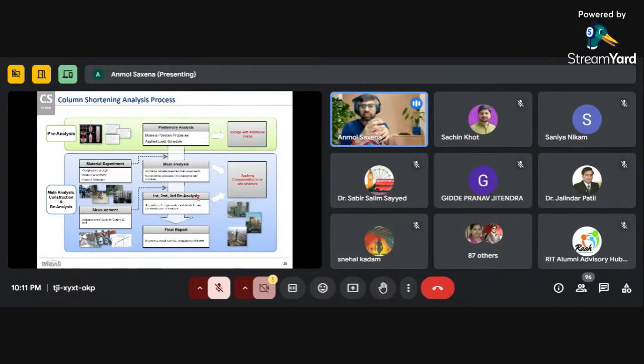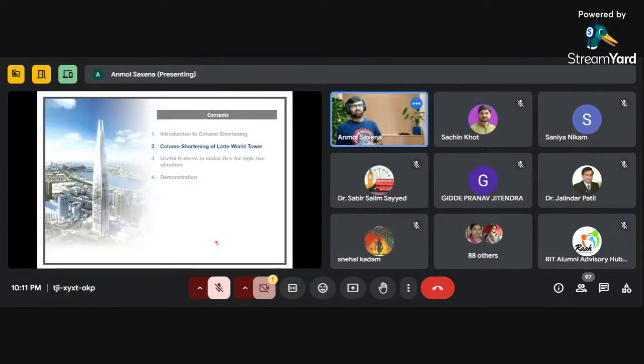At each stage, we define specific stages. For example, every 5 floors we will apply these corrections from the site. After that, again we will make the model, and then again run the analysis, and whatever shortening is coming, again we will provide the modified corrections to the site. So in this way the whole process will continue during the construction.